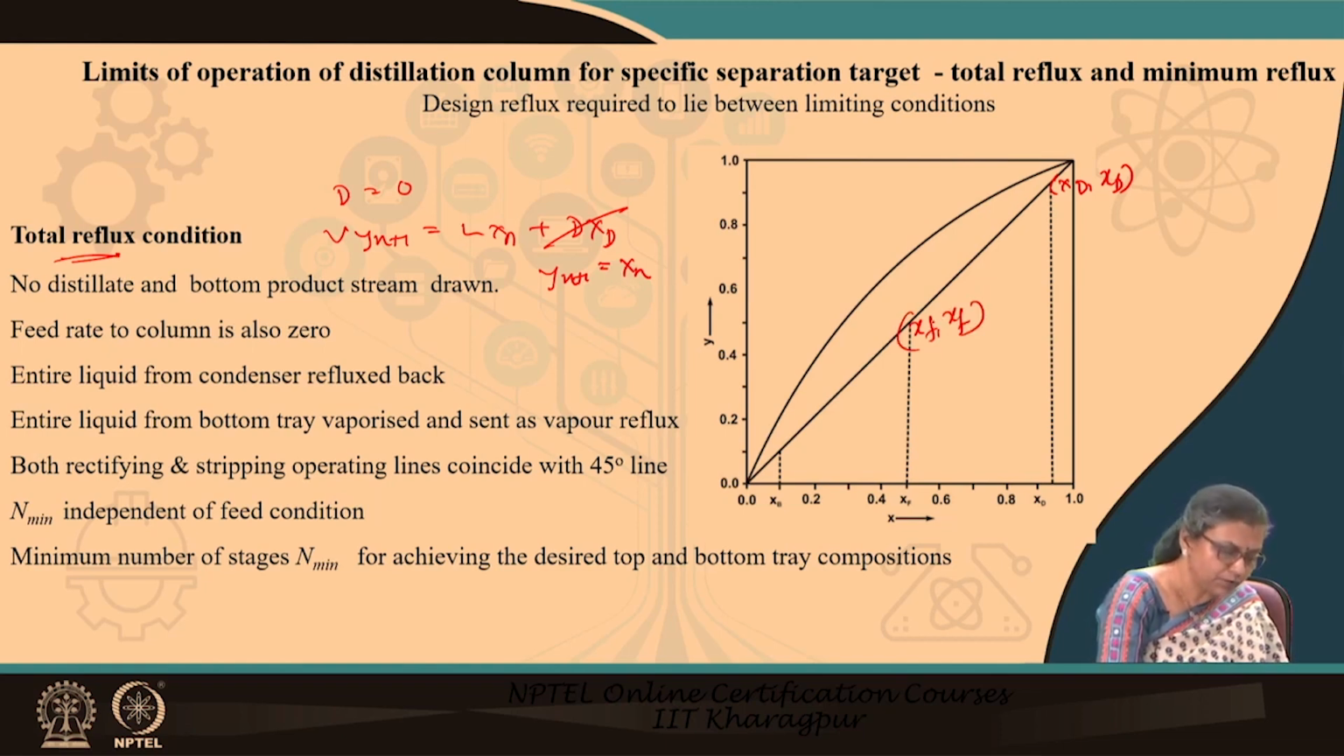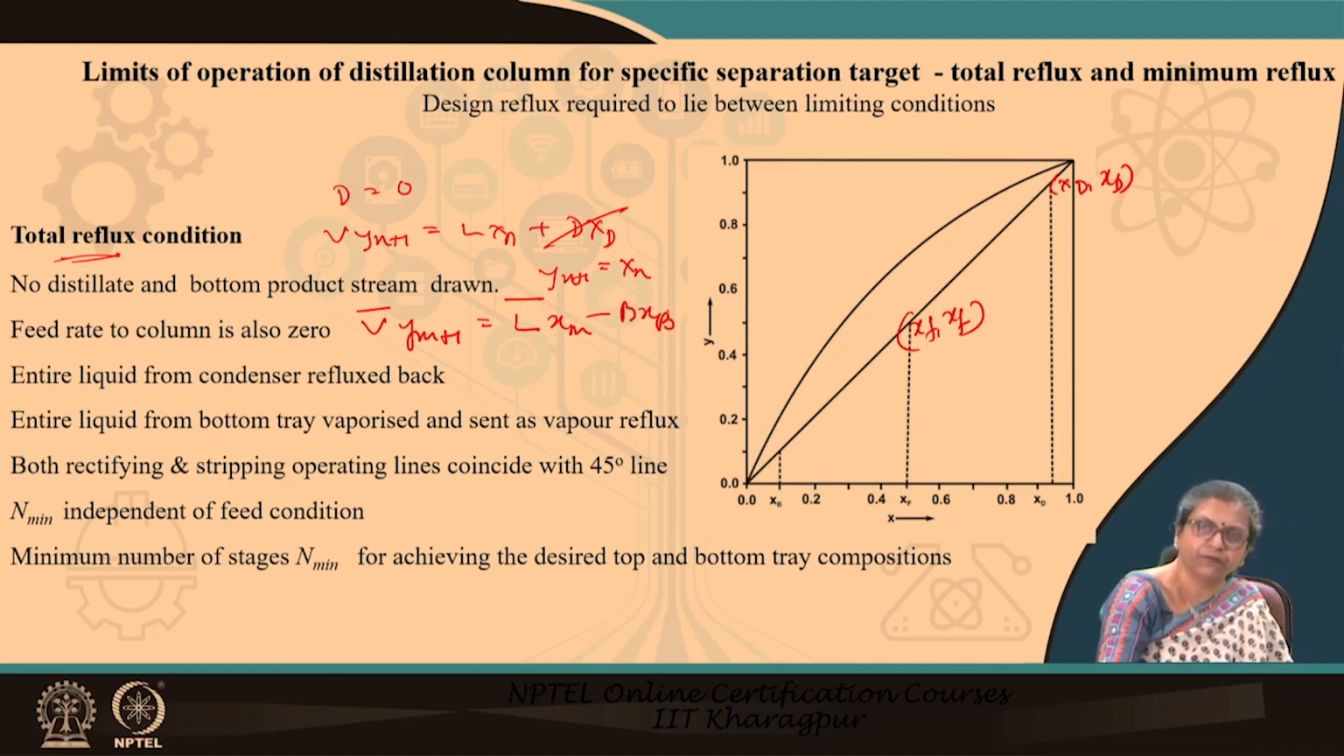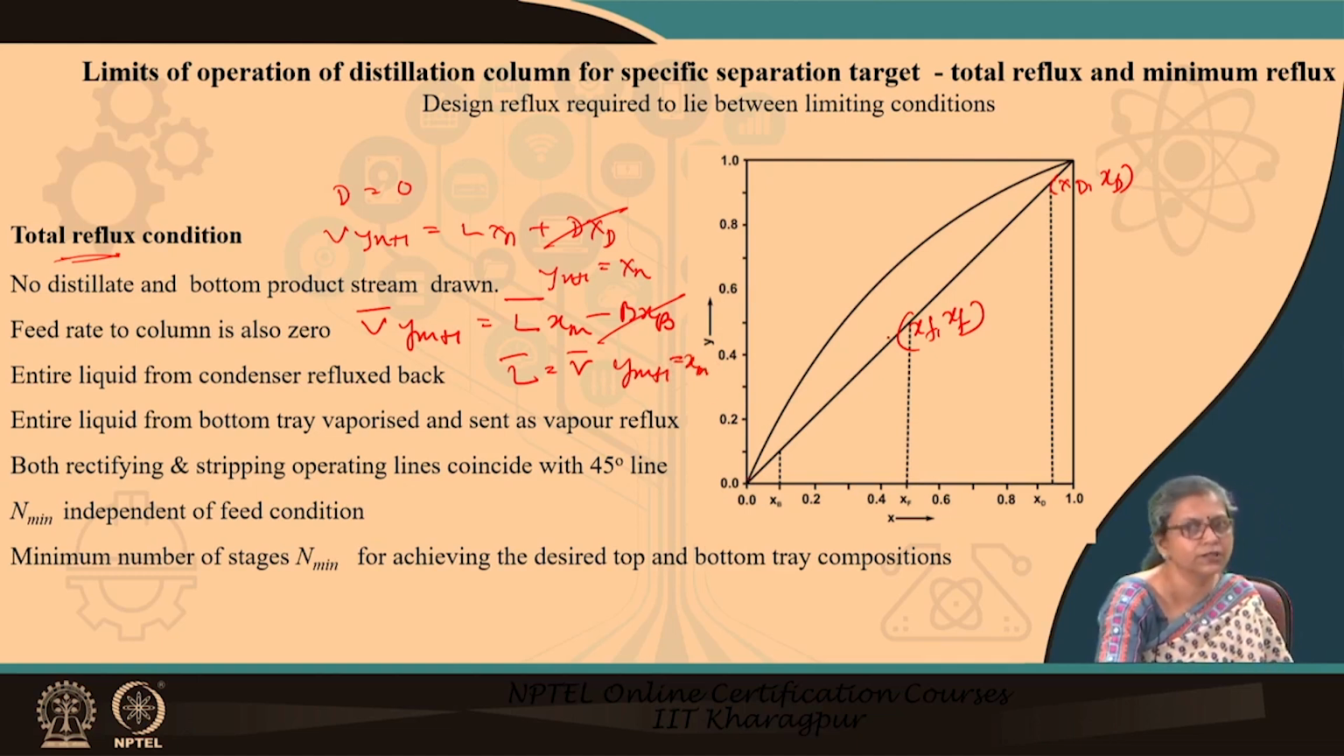What happens to the stripping section operating line? For the stripping section operating line, again we have the equation, if you remember, V bar y m plus 1 equals L bar x m minus B x B. So, naturally, when we are not withdrawing any distillate from the top, we are also not withdrawing any bottom product. So, this becomes equal to 0, and under this condition L bar is equal to V bar, which again says that in the stripping section also the operating line coincides with the 45 degree diagonal line.